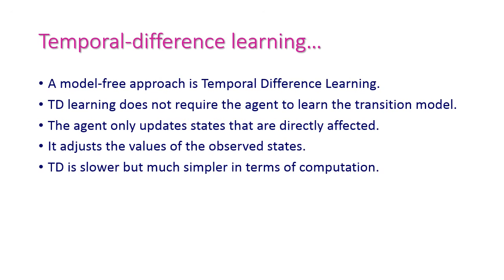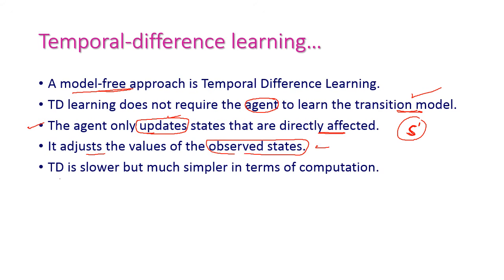TD is a model free approach, and the agent does not need to learn the transition model. Here the agent only updates the states which are directly affected, those estimations alone are updated, adjusting the values for observed states only. It is slower but very simple in terms of computation. Very few computations are required in the TD approach.